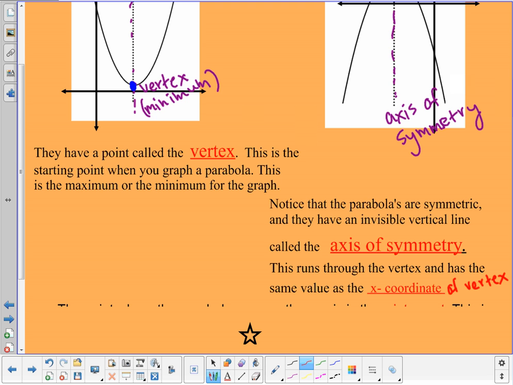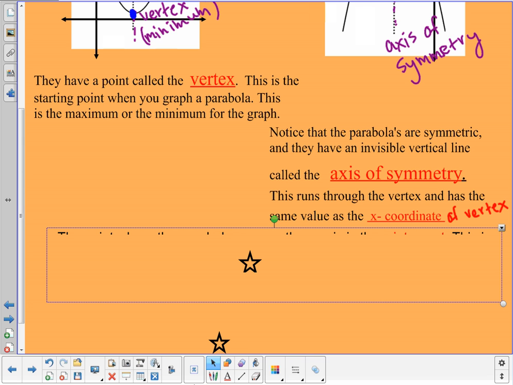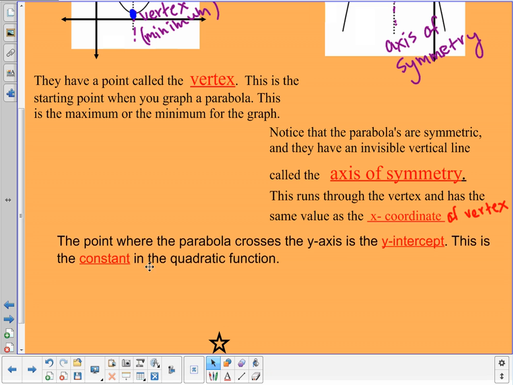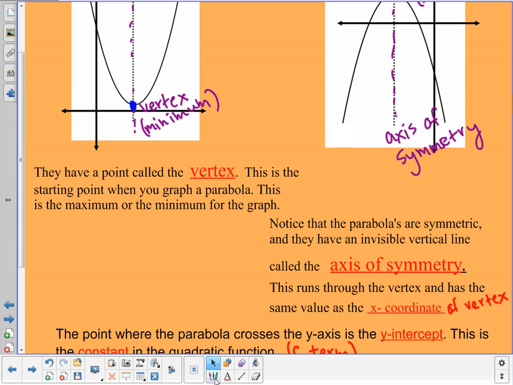Okay, one other point that is nice for us to find, and it's a point that we're familiar with, we used it in linear equations as well, is the y-intercept. We know that where the parabola crosses the y-axis is called the y-intercept, because the same was true in linear equations. It doesn't matter what type of function you're graphing, the point where it crosses the y-axis is always called the y-intercept. This is also the constant of the quadratic function, or in other words, this is the c term, the one at the end, that's the constant. So in this case, up in our pictures, that would be my y-intercept.